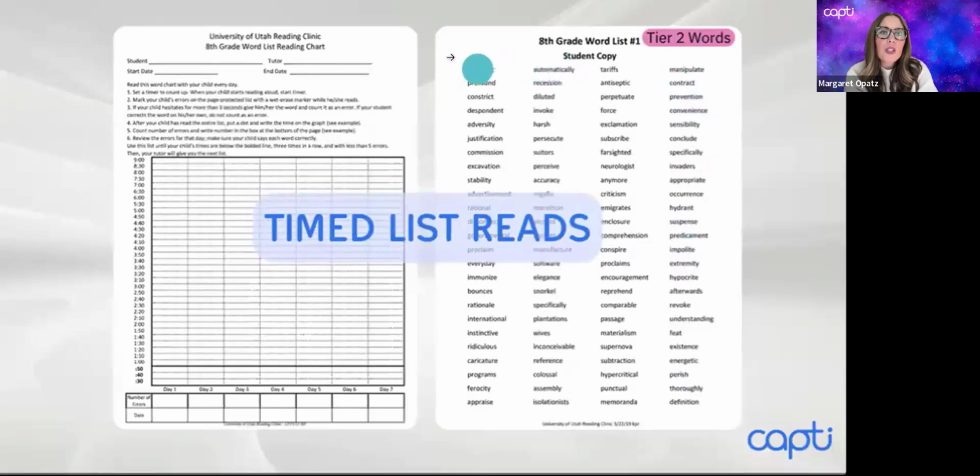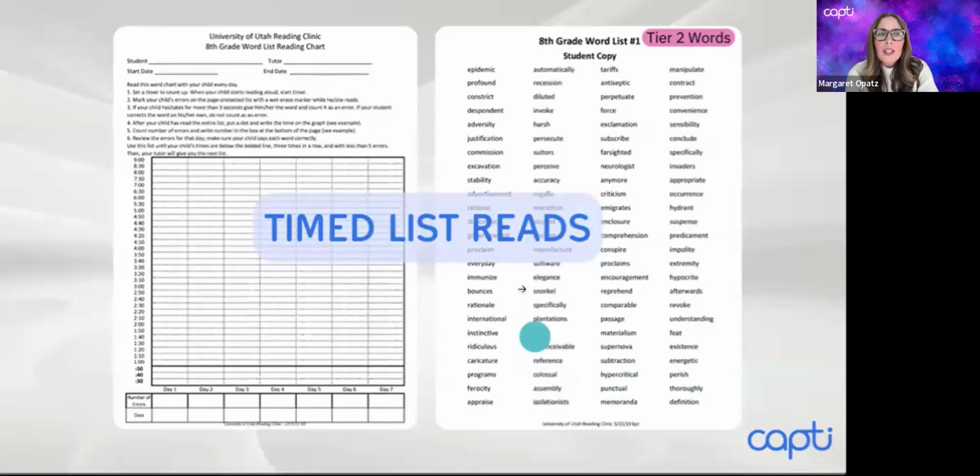And what students do is they're actually timed in reading. So they go through and read the list multiple times. And then they're going to chart the number of errors that they got. And then they chart the amount of time that it took them as well. And then over time, we see that their errors decrease and then the time also decreases. So they're getting more fluent at reading this.